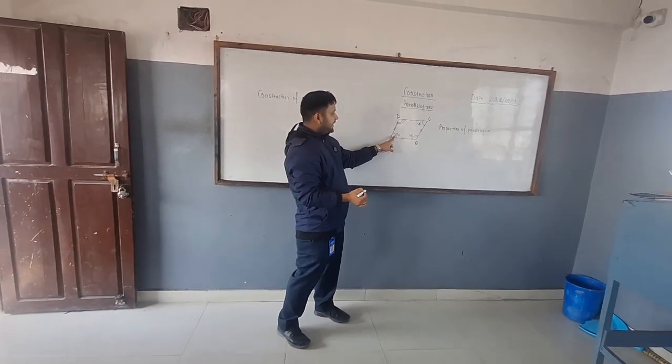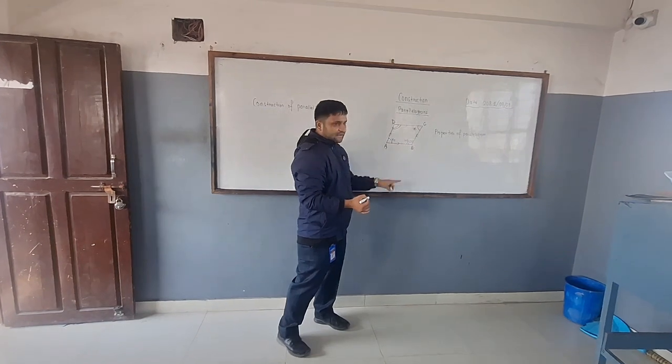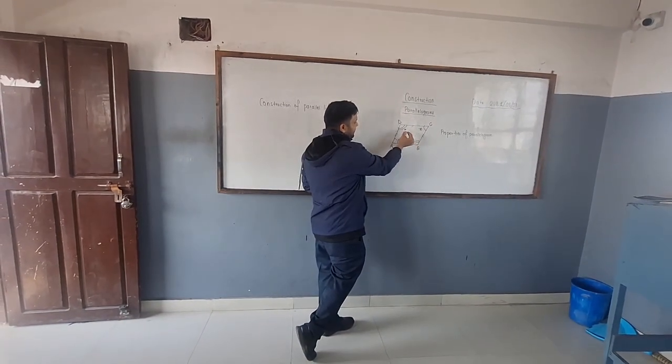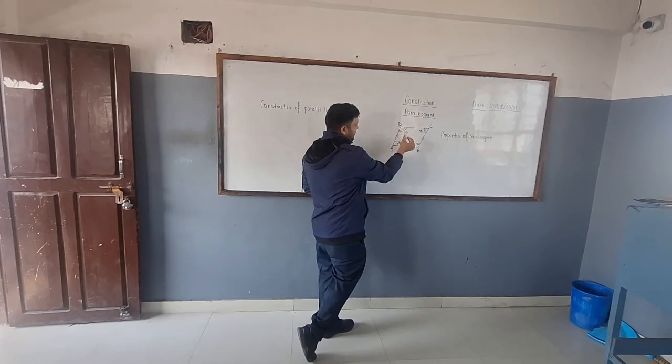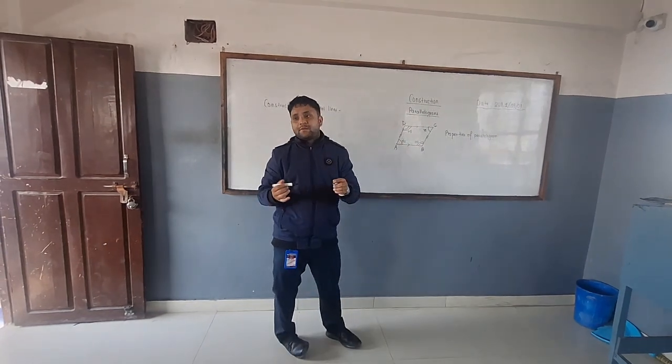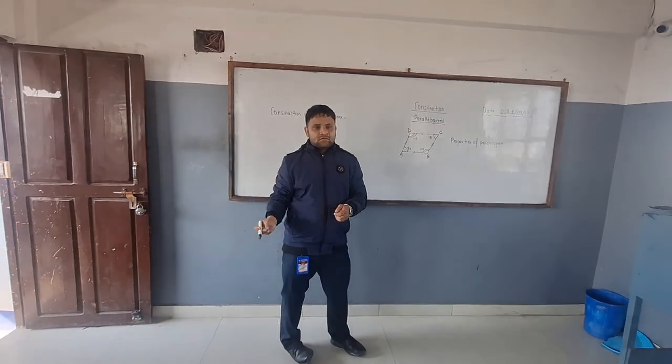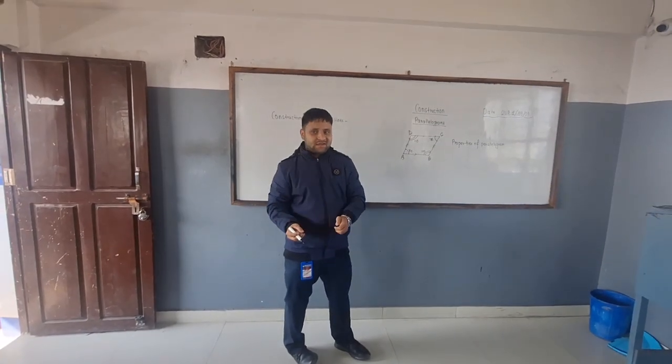Yes, sir. Because they are co-interior angles and their sum should be 180 degree. So if you measure with the protractor, you'll get 110 degree here, and if it is 110, this will also be 110. So what we can conclude from this is that opposite angles of parallelograms are equal. We have verified it experimentally when you were in class 8 and 9.